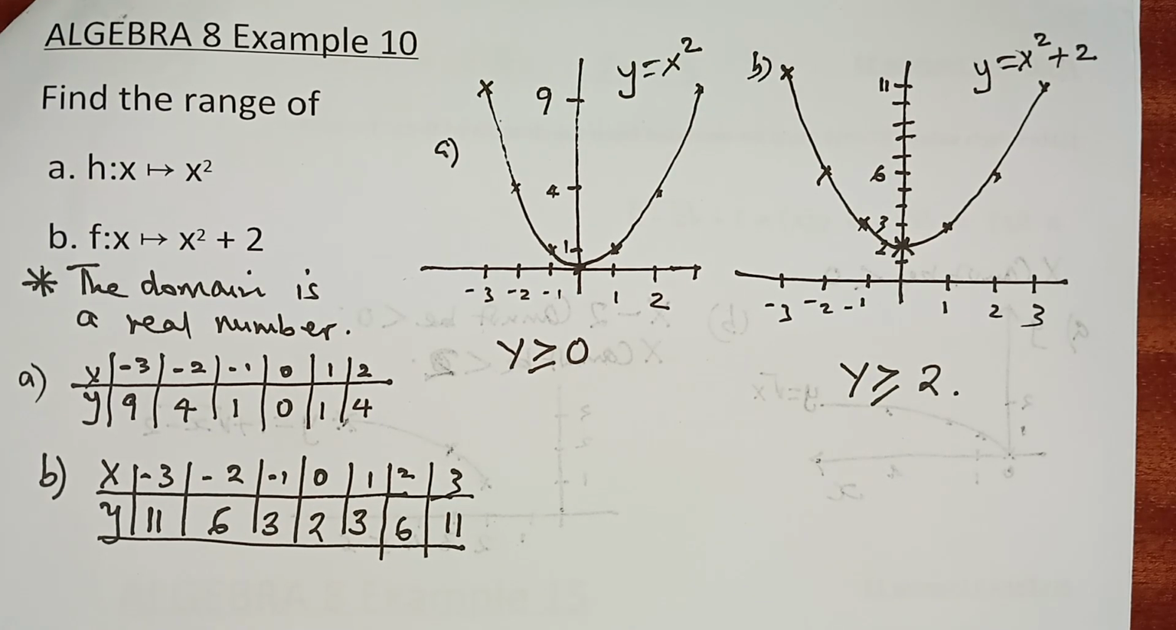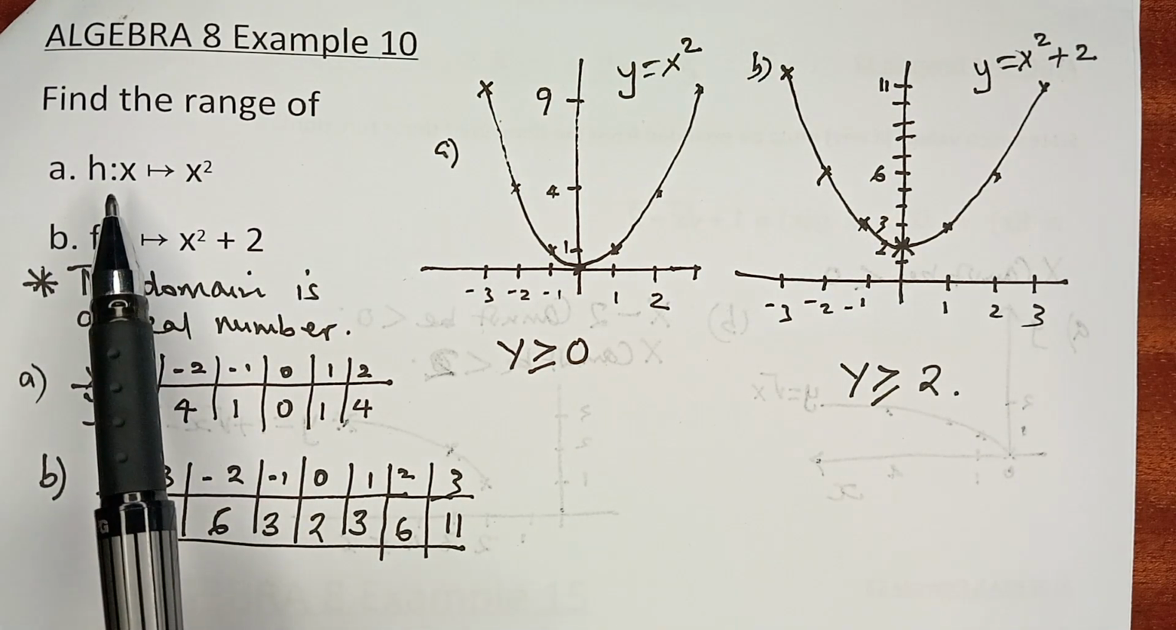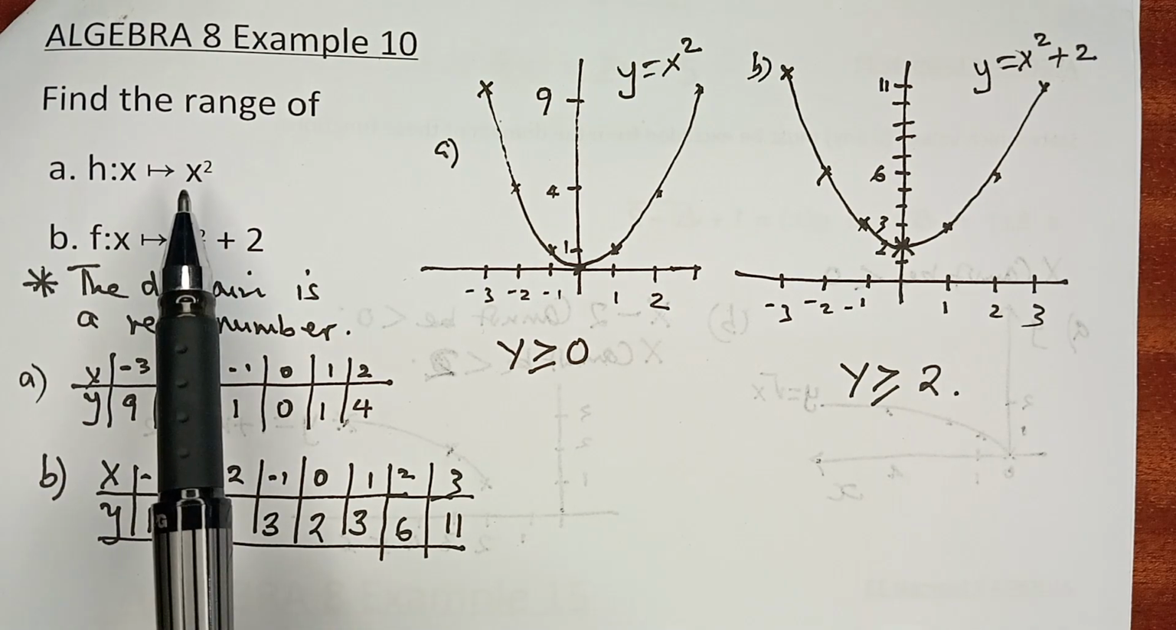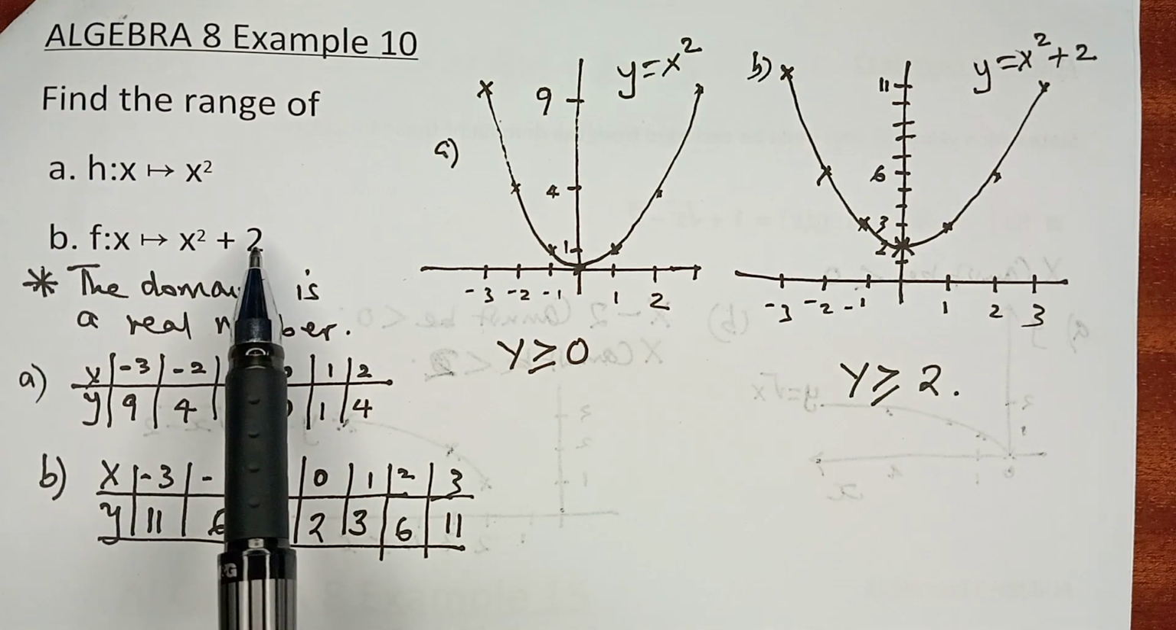Welcome once again, and in this video I would want us to explain example 10 of algebra 8 of IGCSE 9-1 mathematics. The question is already solved and I want to explain each and every step. The question is asking us to find the range of a function, which is x squared, and the range of another function, part B, x squared plus 2.